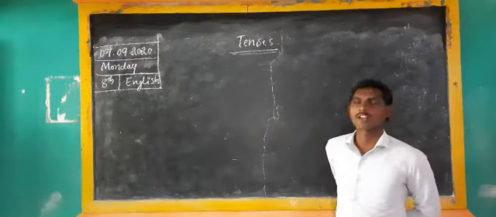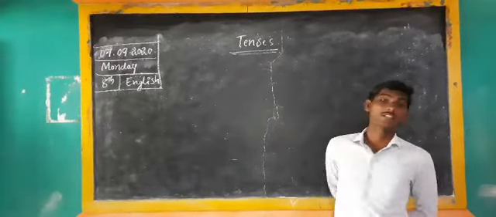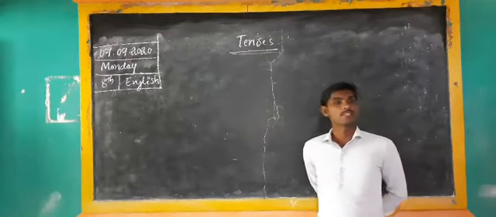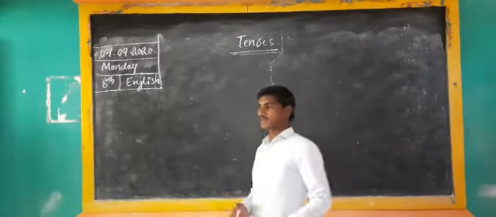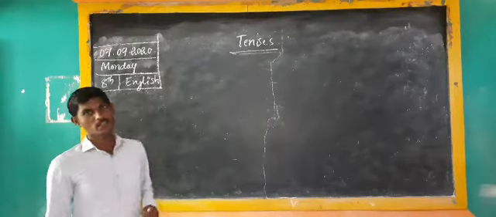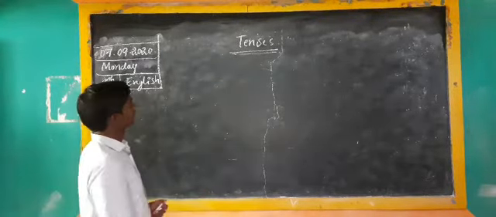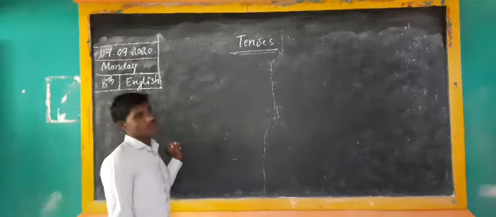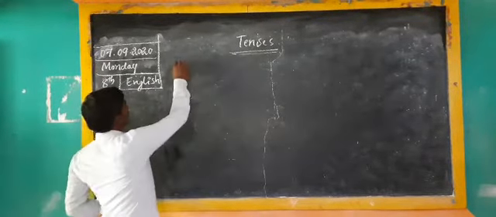In the previous class, we already learned about tenses. In that, what is the meaning of tense? How many types of tenses are there in English grammar? We already learned that in the previous class. So, in that, we finished the very first one, that is simple present tense.